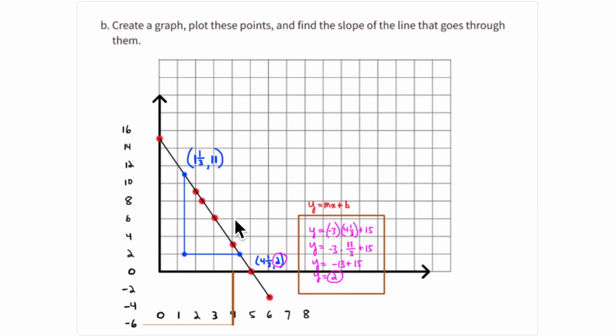So then how do you get to 1 1/3 and 11? So I just decided I'm going to go backwards 3 units. So from 4 1/3 in the negative direction 3 units gets me to 1 1/3. So this point right here is 1 1/3. This point on this line up here is 1 1/3. So what's the y value?